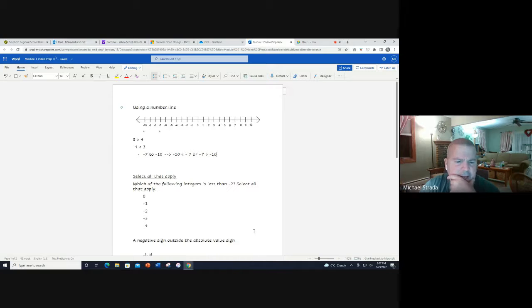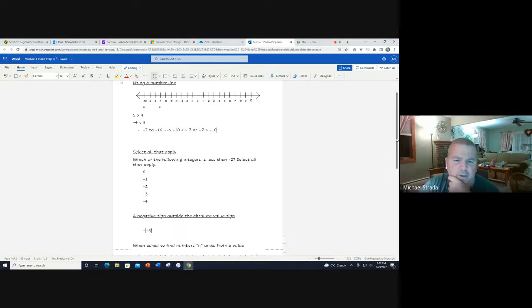Second thing we're going to look at is a formatting question. For example, which of the following integers is less than negative 2? Select all that apply. So we're focusing on this statement right there. Don't confuse this with multiple choice questions where you only pick one. As soon as it says select all that apply, please realize that there are multiple ones that are possible.